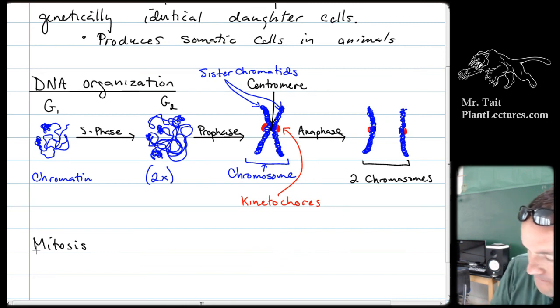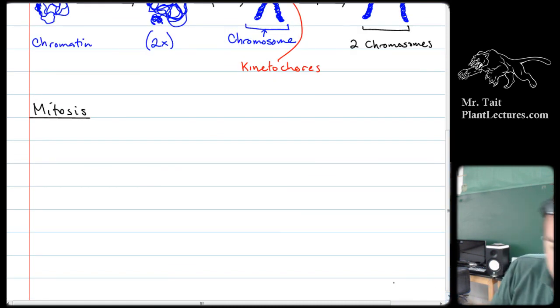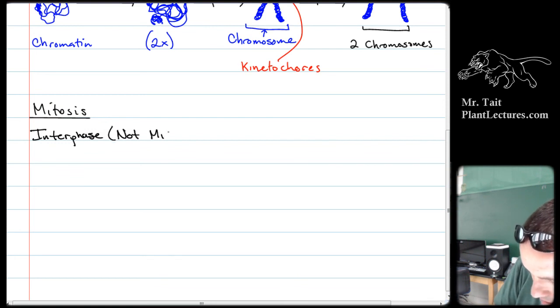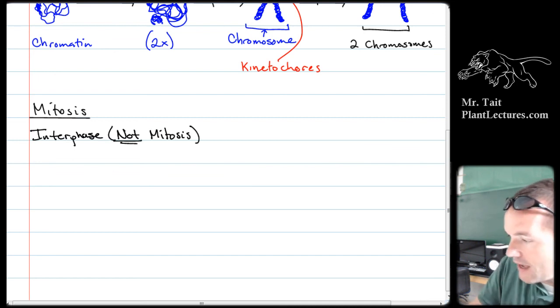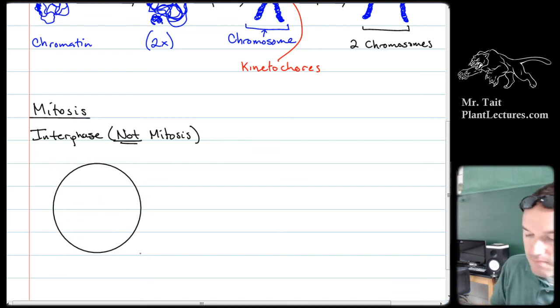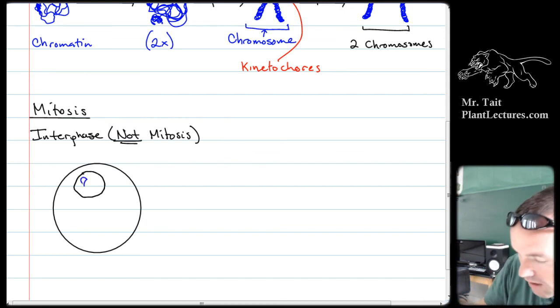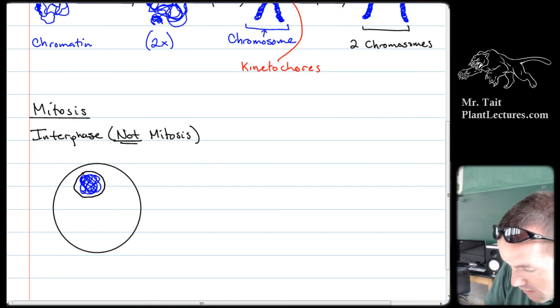Okay, let's talk about mitosis and the stages of it. So the first one that we're going to draw is not mitosis. Interphase. Not mitosis. In interphase, in a eukaryotic cell, what you would expect to see is a cell. The cell happens to be circular, and then it's got a nucleus in it, a nuclear envelope, and inside the nuclear envelope, there's going to be a bunch of chromatin.